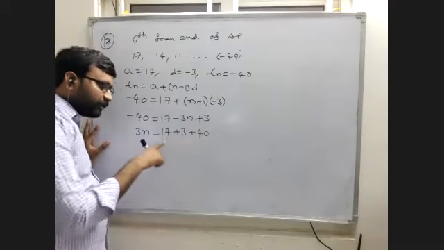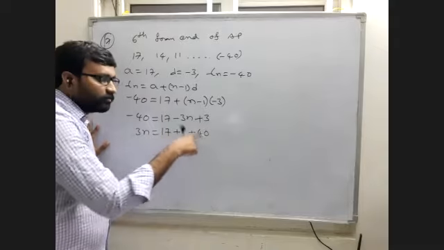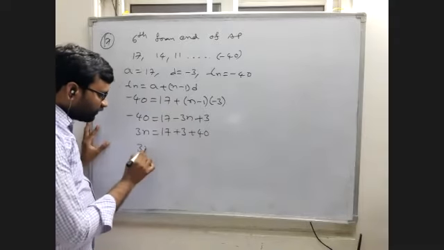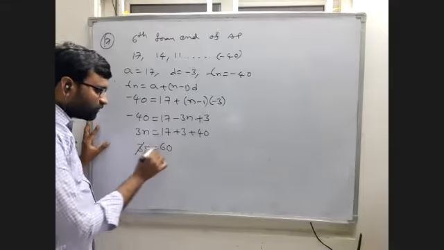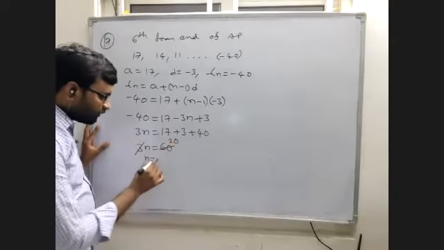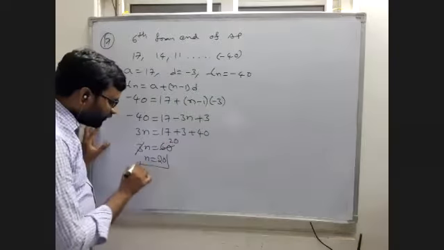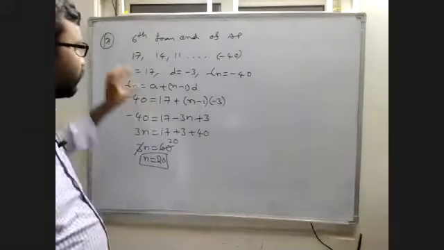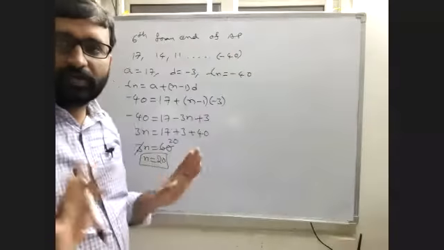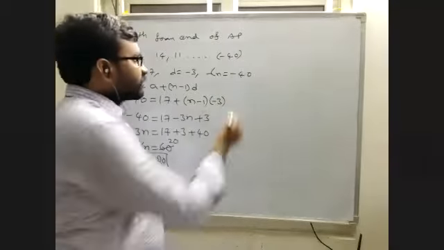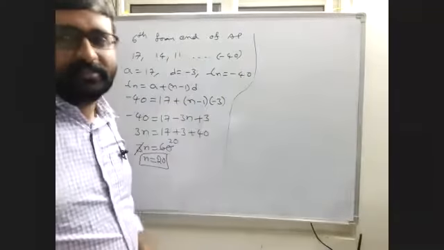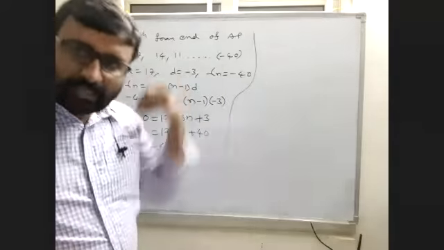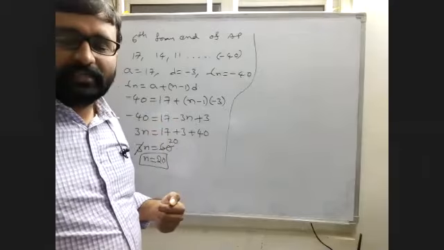Now add these three: 17 plus 3 will be 20, 20 plus 40 will be 60. 3n is equal to 60. Then n is equal to 60 by 3, what? 20. So the total number of terms in this progression is 20 terms. He is asking what? Sixth term from the end onwards.